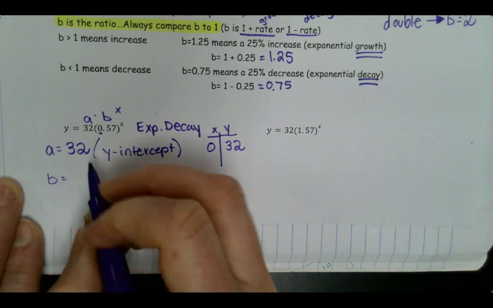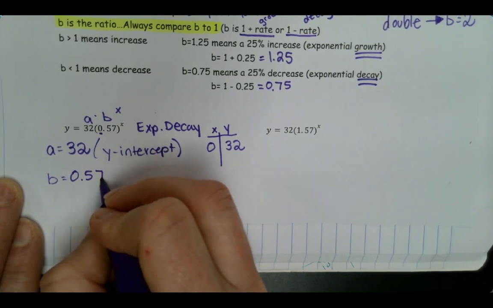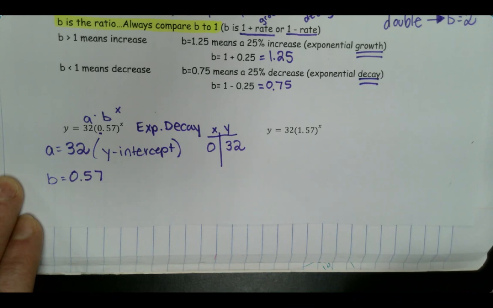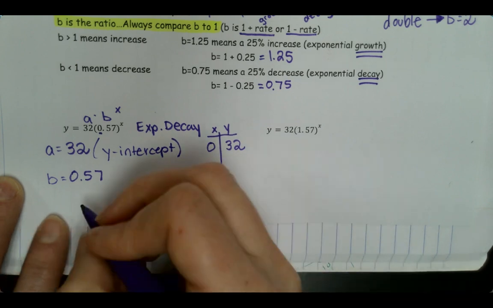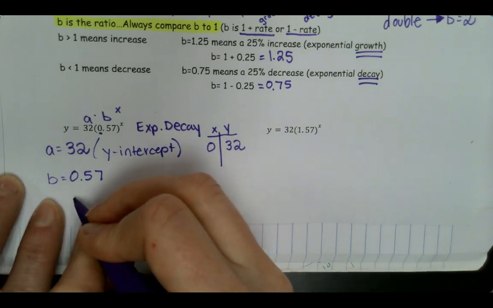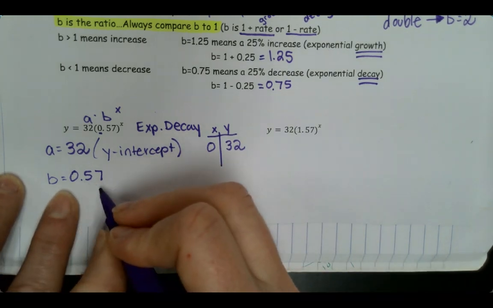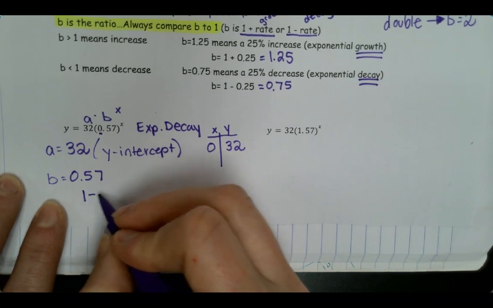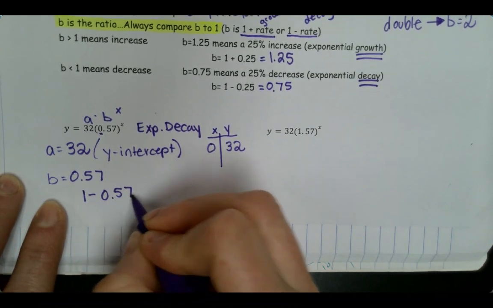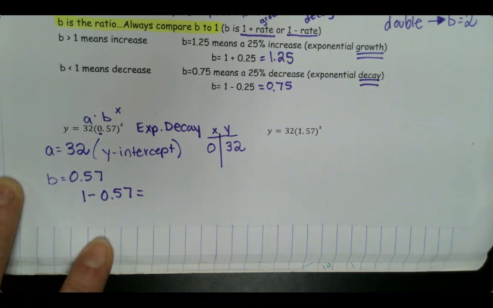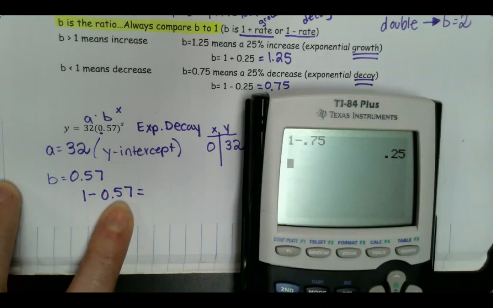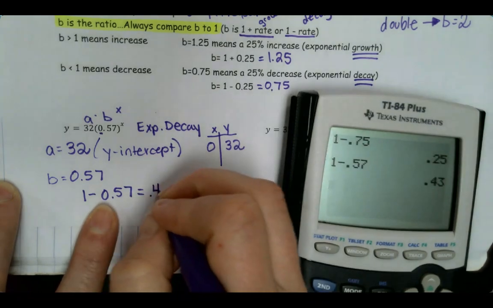Then your B is 0.57. But that is not your percent increase or decrease. We always compare it to 1. So the way we find our percent increase or decrease, which it's less than 1, it's going to be a decrease. We would do 1 minus 0.57, because 57 is not the percent increase. 1 minus 0.57 is 0.43.